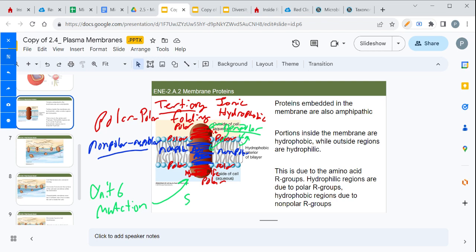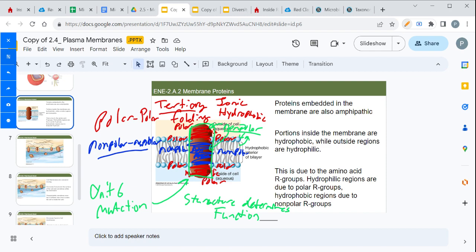What was that mantra we kept on saying? Structure determines function, right? So if the shape of the protein doesn't work properly, if it cannot embed itself within the cell membrane correctly, then it's not going to be able to do its job. Whether it be an enzyme or a transport protein or something.